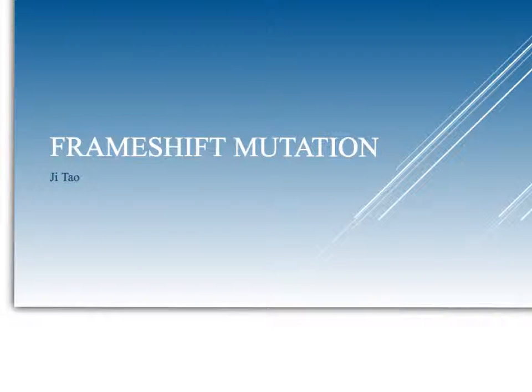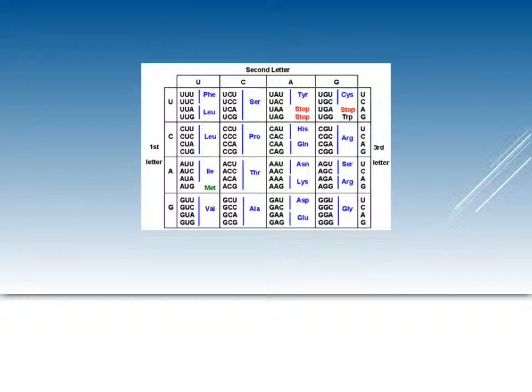Today we'll be learning about frameshift mutations. This is the table we'll use. It's called the codon table. It lets us translate the three bases into the appropriate amino acids. Notice how AUG for methionine is coded in green for the start codon, and we have a couple stop codons in red.